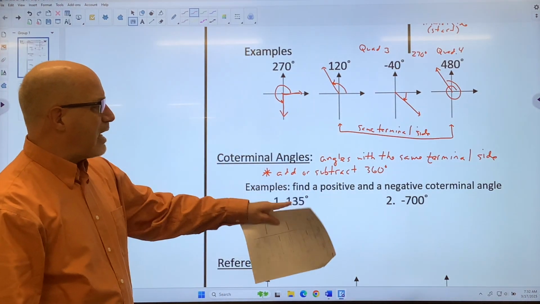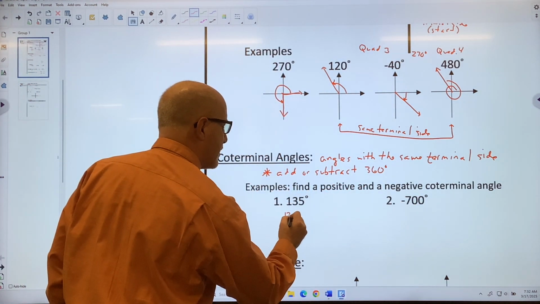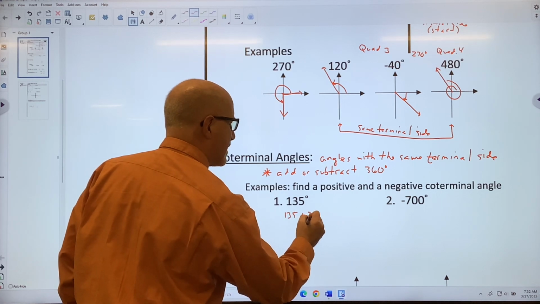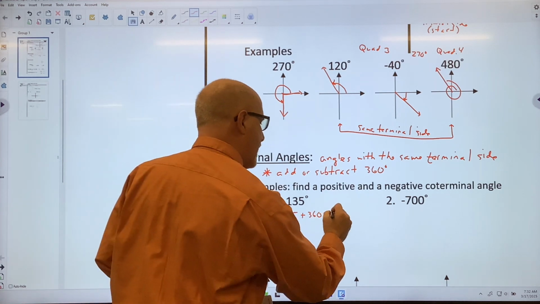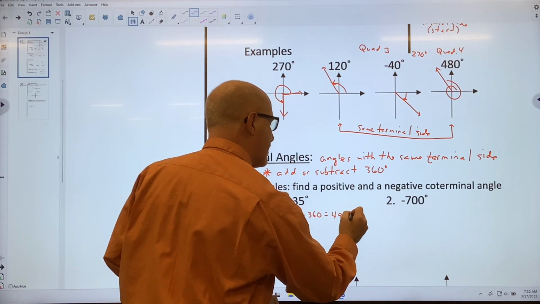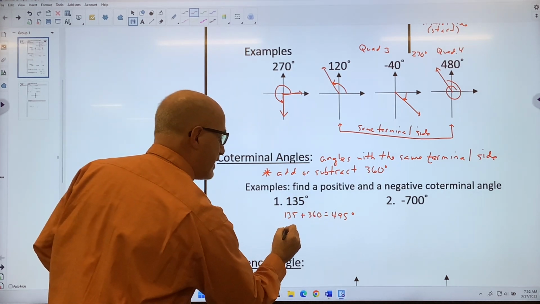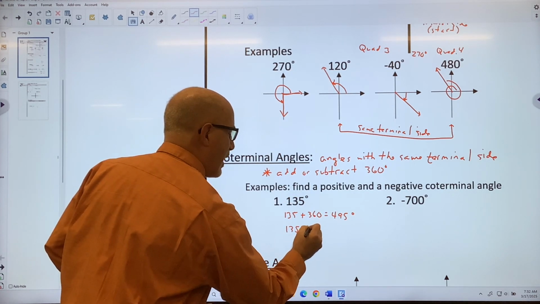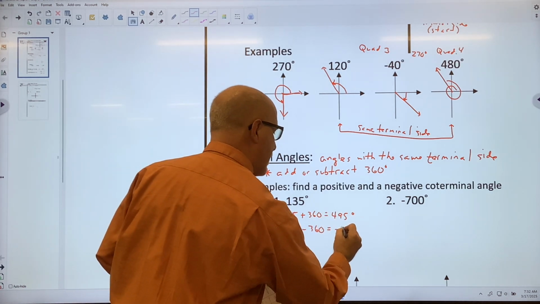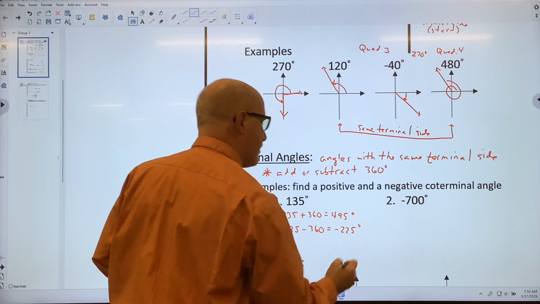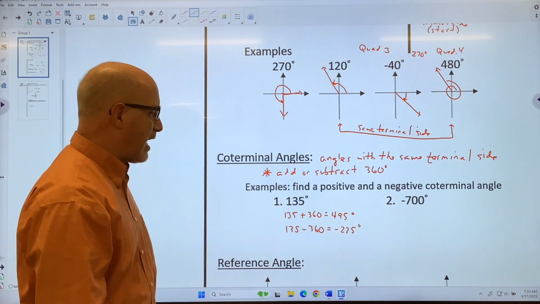This one here, find a positive and negative coterminal angle. So if we take 135 degrees and we add 360 to it, we're going to get 495 degrees. Now, that's coterminal with 135. If we take 135 and we subtract 360 degrees, we'll get negative 225 degrees. So those two are coterminal. They have the same terminal side.